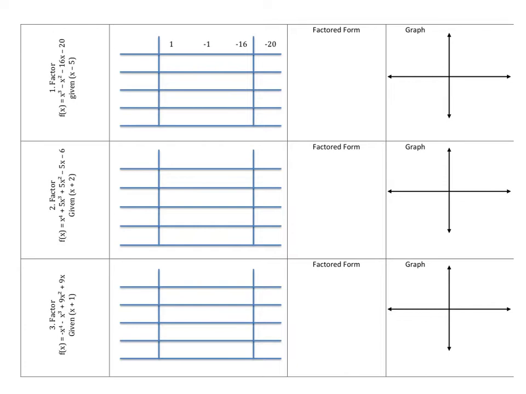So let's take a look at example 1. We have the equation f of x is equal to x cubed minus x squared minus 16x minus 20. Now they've already given us one of the factors, which is x minus 5.